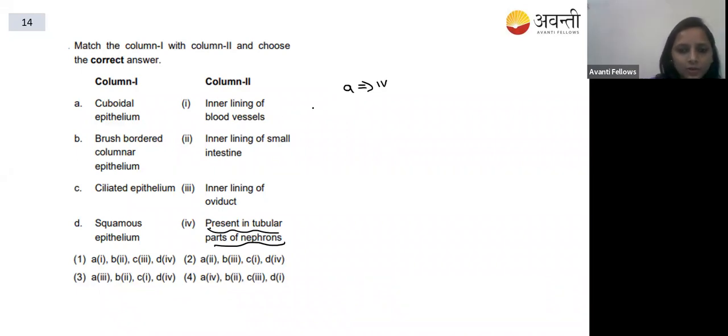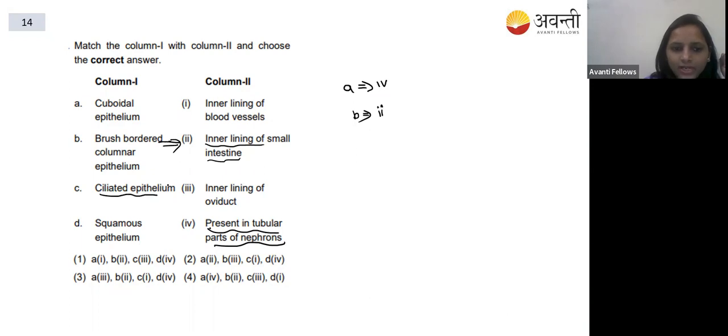Okay. So then coming to the B, guys. All know that the brush border columnar epithelium helps in the absorption, right? So that is in the absorption. Then where the absorption will take place, that is in the small intestine, right? Yes. So it is present in the inner lining of the small intestine. So then for the B, 2 is correct, right? For the B, 2 is correct.